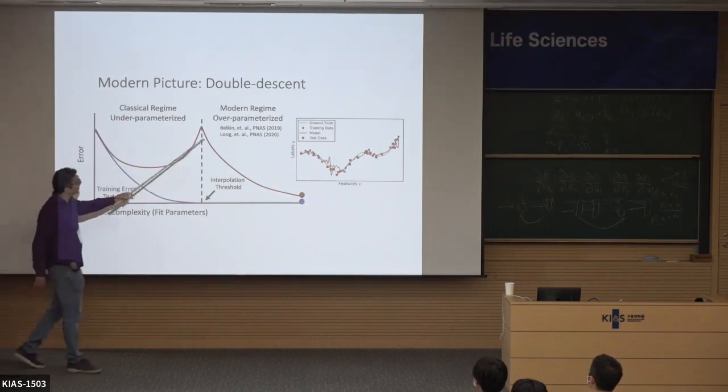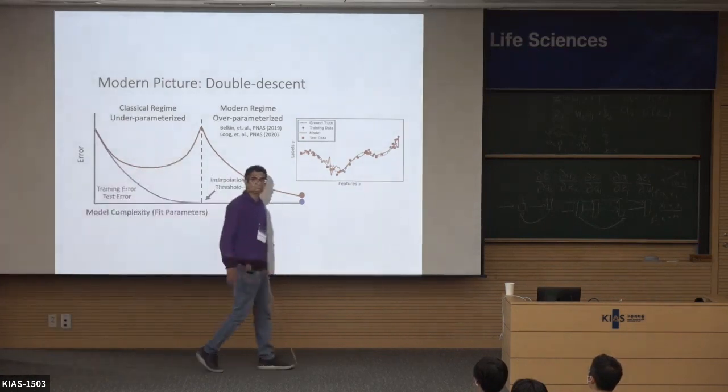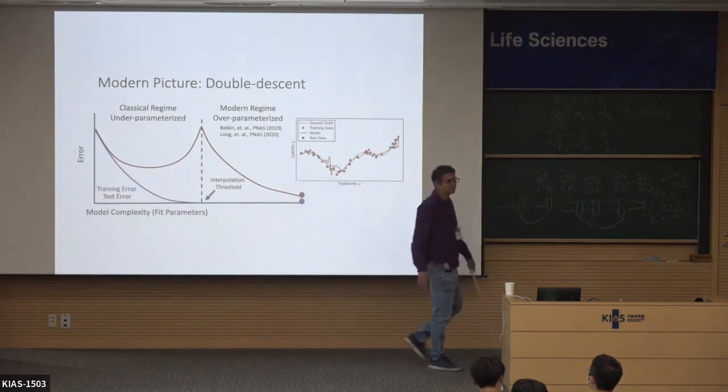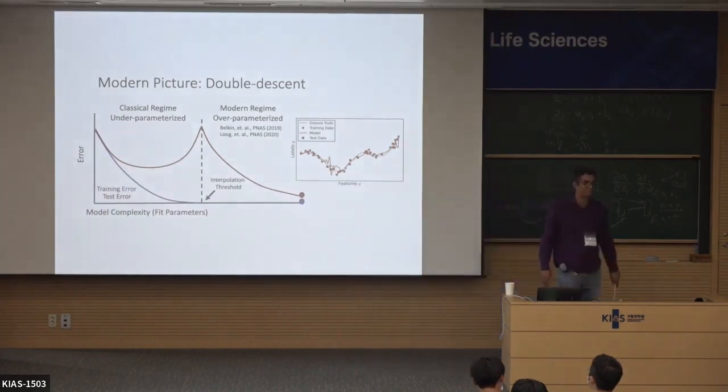So you have this crazy thing. This is polynomial regression. So we just didn't get statistics right.